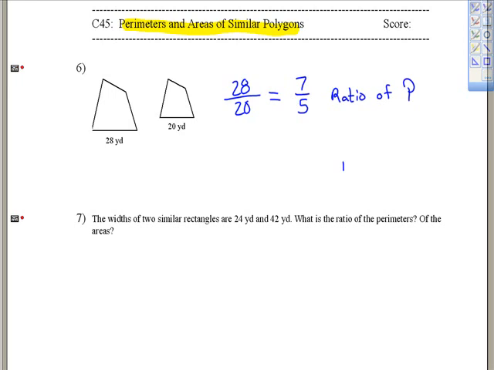How do we find the ratio of the areas then? All we have to do is square this. So if we square 7/5, we get 49/25. Yeah, that's all we had to do.